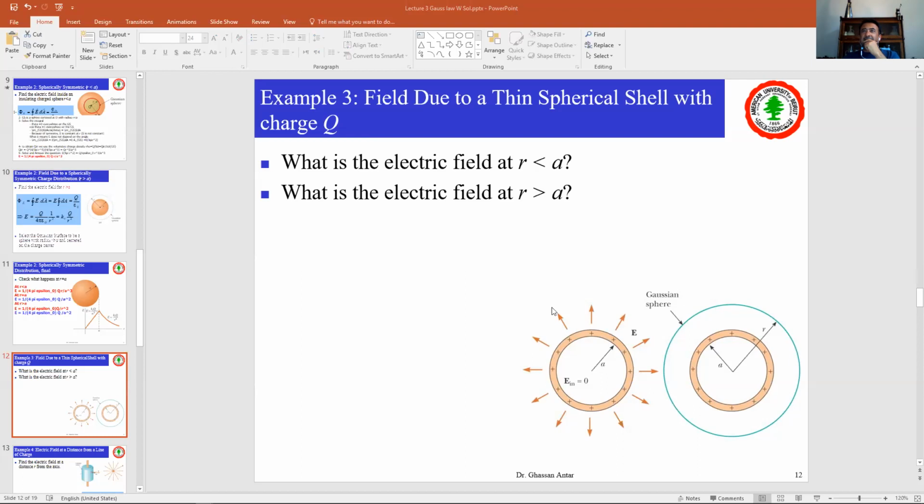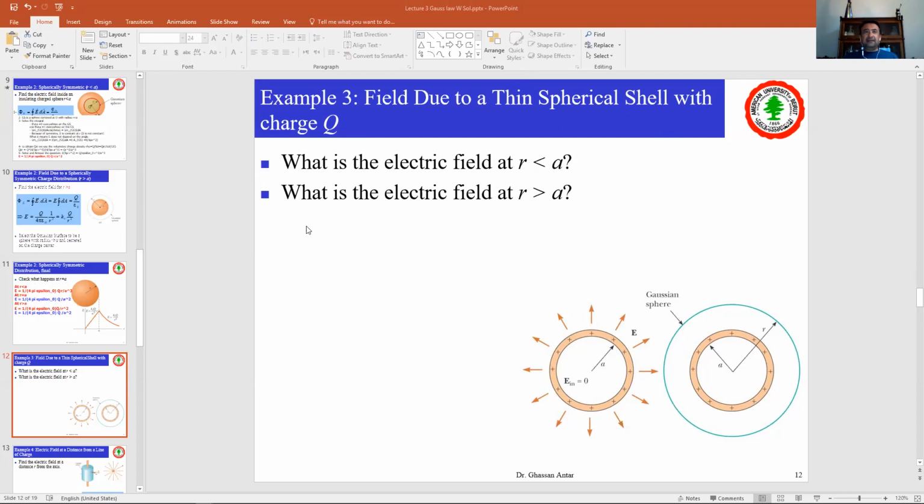So assume that I have a thin spherical shell, like this one. A shell is basically like an egg, for example. On the inside, there's nothing, and on the outside, there's nothing as well. There's only charge on the shell. The question that I ask you here is, what's the electric field at r smaller than a? So basically inside this shell.